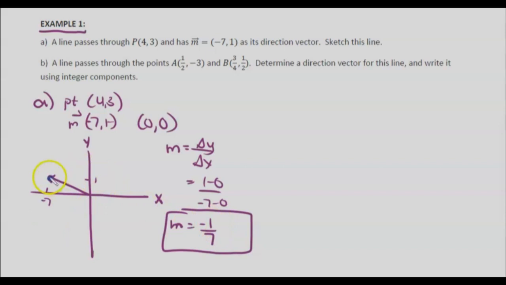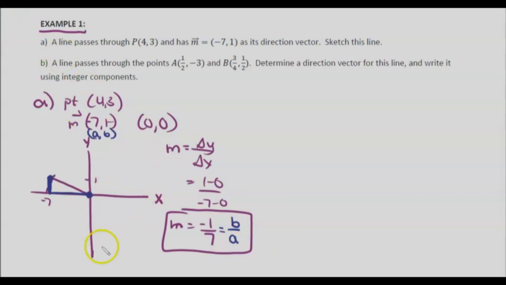If we had a point here and a point here, on either end of that direction vector, the rise is 1 and the run is -7. So the slope is -1 over 7. So here's how it pertains to the direction vector. This is (a, b). So this is a in the denominator and b in the numerator. That's what that looks like.